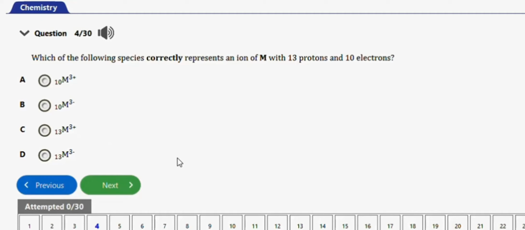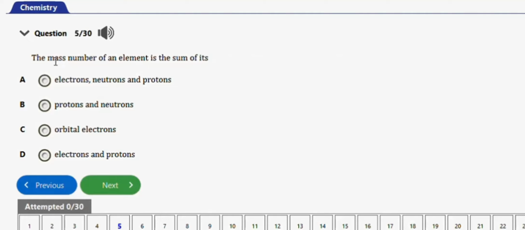The next repeated question will be this one. It says the mass number of an element is the sum of its protons and neutrons. Very, very simple. Option B. The next question is this one.